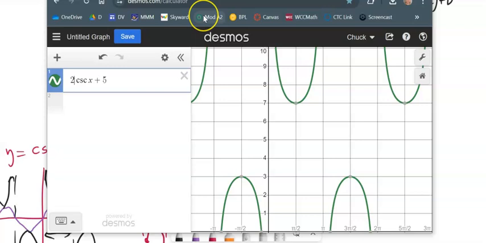So play around with it. Look at the practice problems in the chapter and message me with any questions and or post them in the forum.